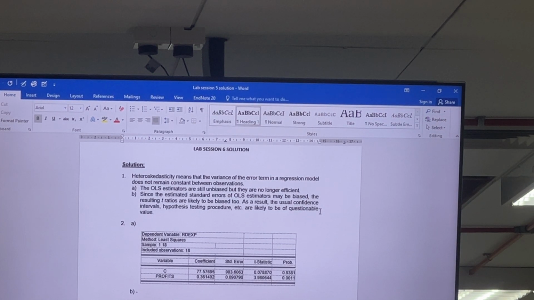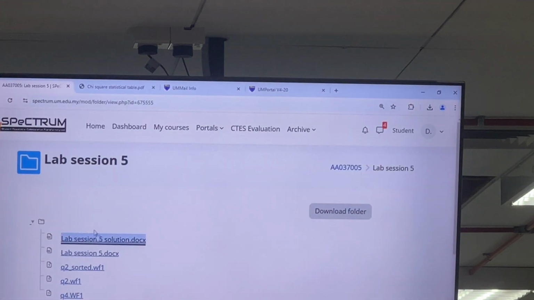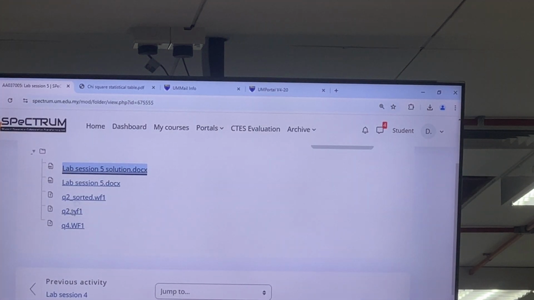So question number 2, we have almost the same data, but now we have a different variable, profit. Try to redo it, but try to just use EViews now. Later at home you can do the manual approach. So this one, question number 2.